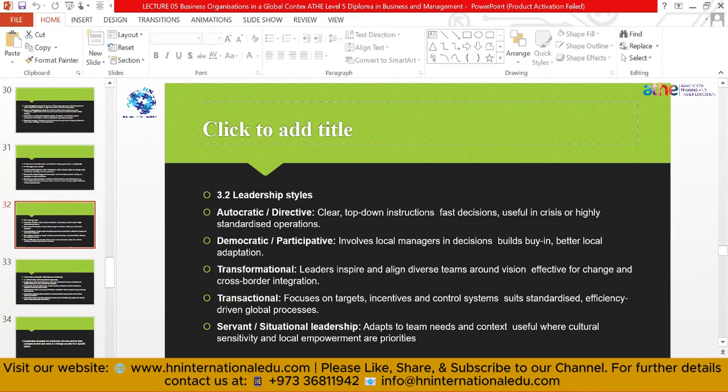Autocratic or directive: clear top-down instructions and fast decisions, useful in a crisis or in highly standardized operations. That is mostly in the forces. Then democratic or participative involves local managers in decisions, builds buy-in, and gives better local adaptation.